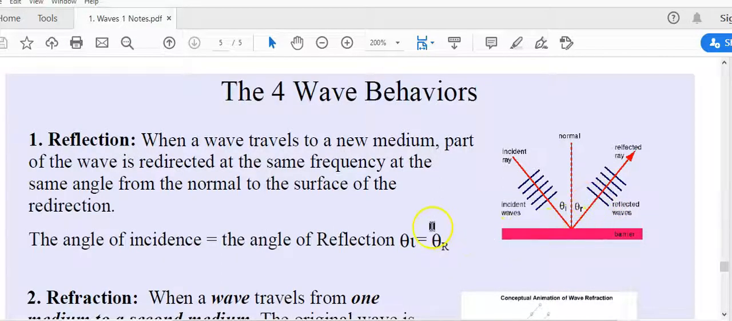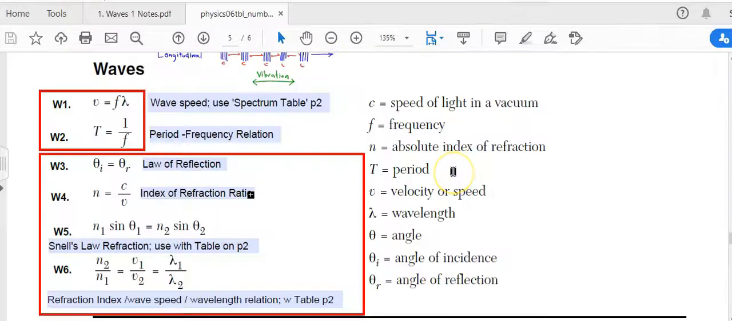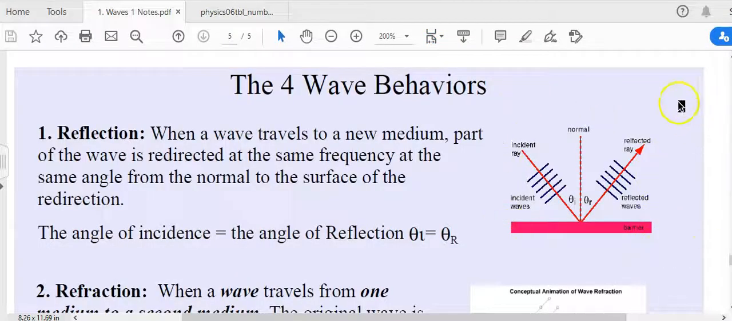Alright, let's take a look at the reference table and see what that is. Here we have the physics reference table, and we're on the wave section, and we've already discussed formulas 1 and 2, but here's formula W3. Theta I equals theta R. This is the law of reflection, and that is exactly what we discussed in this diagram. The angle of incidence, that's the incoming angle, is equal to the reflected angle, and it always must be measured against this normal.